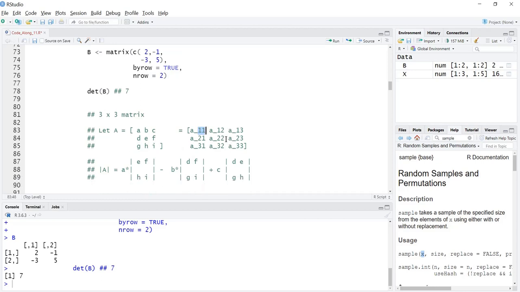For a 3 by 3 matrix, you might just learn this formula, but I don't like to just do this formula. I like to explain how it's done, because if you understand how this is done, then you can do a determinant for anything.